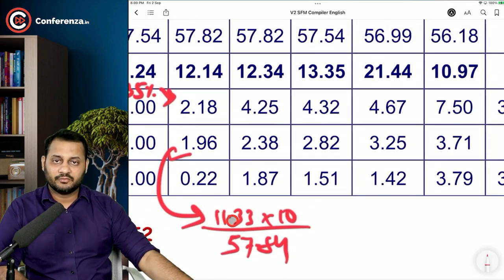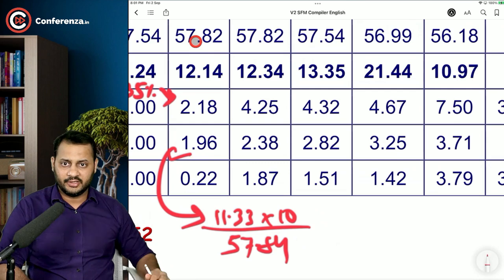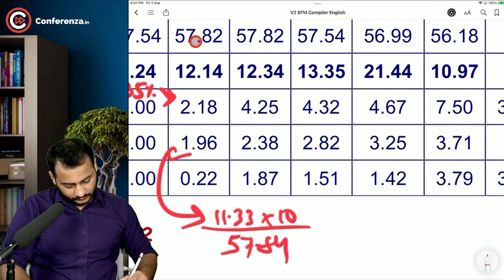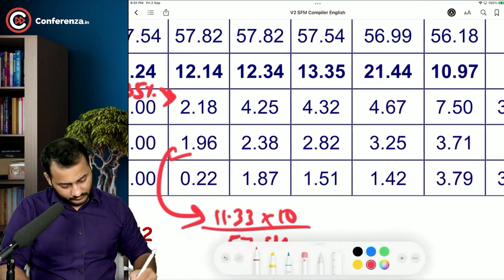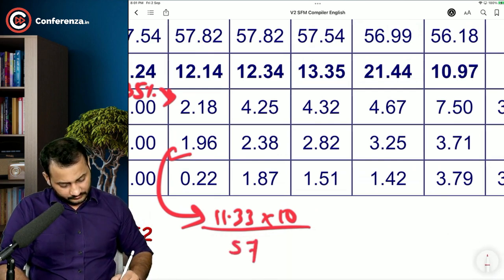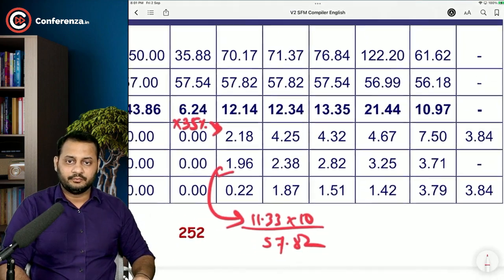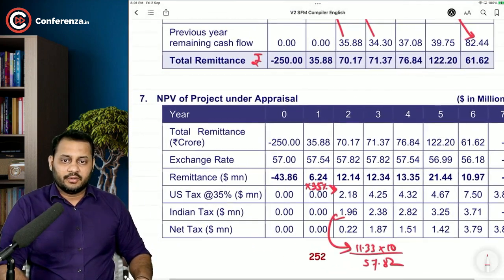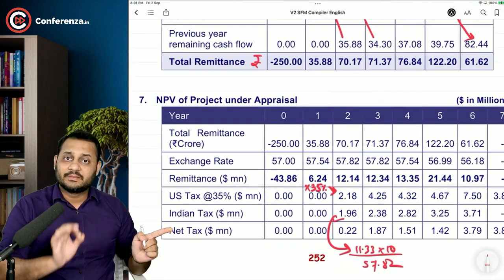Crores of tax is converted into millions and then divided by the exchange rate of that period, 57.82. Let me just do the calculation. Okay, so this is the net tax that is payable only.